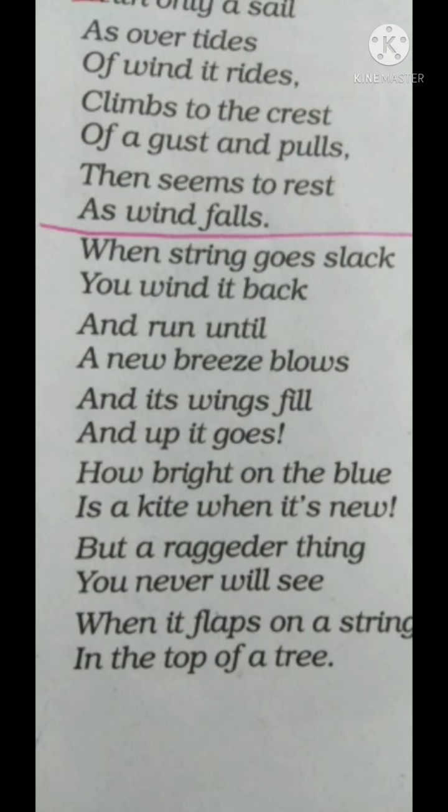When string goes slack, you wind it back and run until a new breeze blows, and its wings fill and up it goes. Here, string means the thread that is tied to the kite. Slack means become loose. When the thread loosens, then the flyer, the person who is flying the kite, runs and rolls it back. And then he waits till the new breeze blows again, so that the kite can fill its wings with the new air and it can again fly in the air.